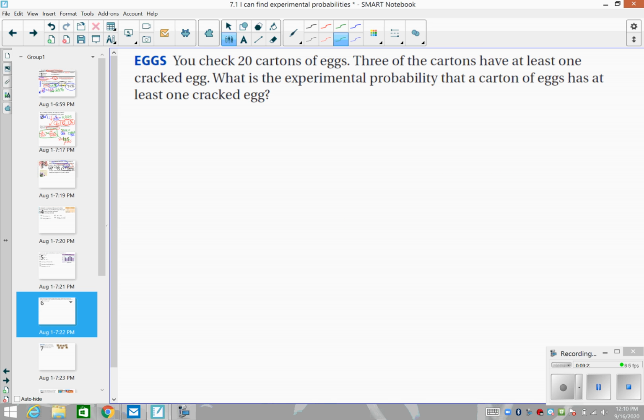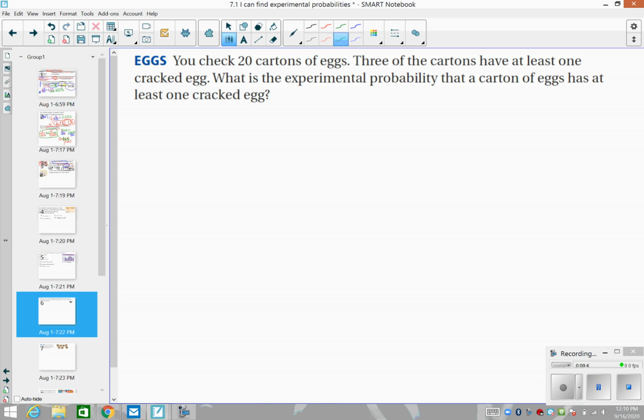Eggs. You check 20 cartons of eggs. 3 of the cartons have at least 1 cracked egg. What is the experimental probability that a carton of eggs has at least 1 cracked egg? My recommendation to you is that I'm just going to have you go try it and see what happens, and then I'll talk about my recommendation to you.